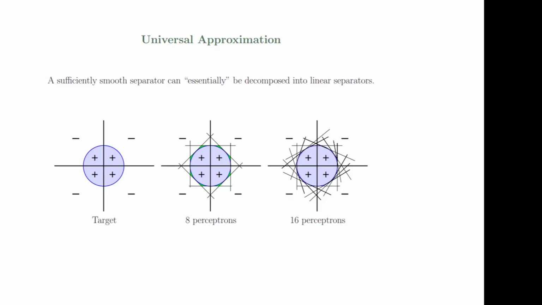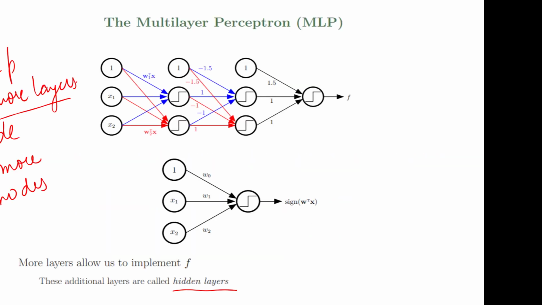So first of all, this is the universal approximation I'm talking about. A sufficiently smooth separator can essentially be decomposed into linear separators. What that means is if I have many of them, as you can tell here, 16 of them, then I can somehow model this. And how am I going to model this? The way I can model this is using the MLP in such a way that the first layer will be the number of perceptrons, which in this case is 16. Let me show you what that means.